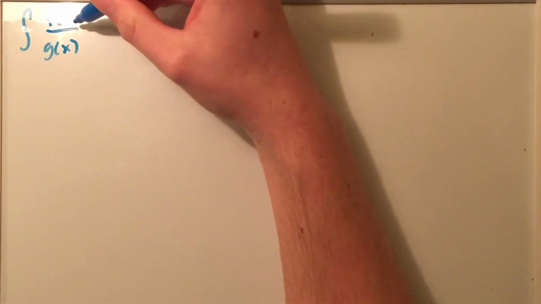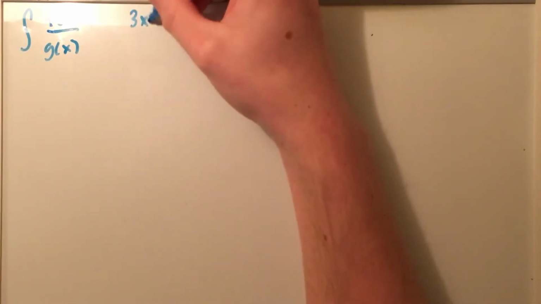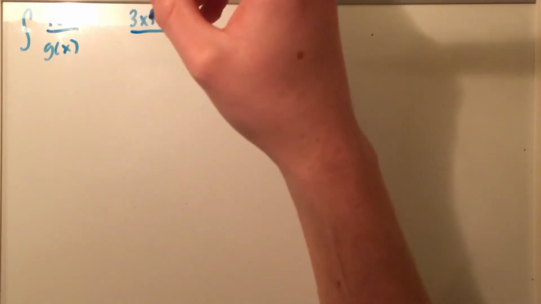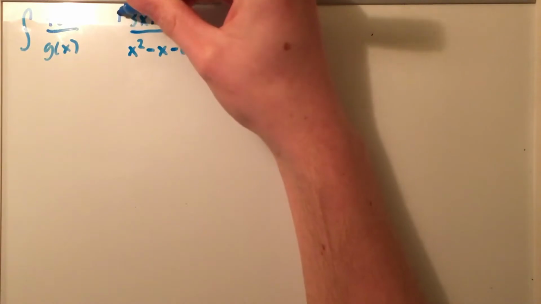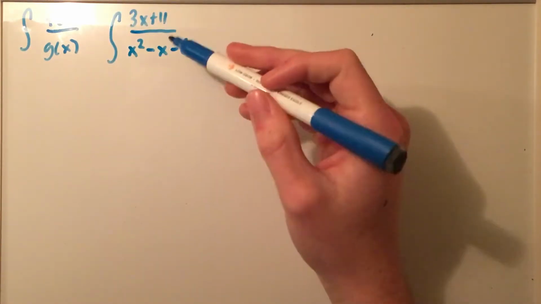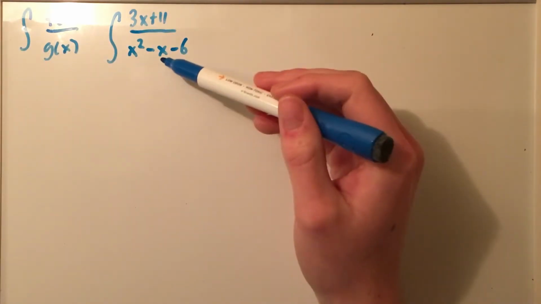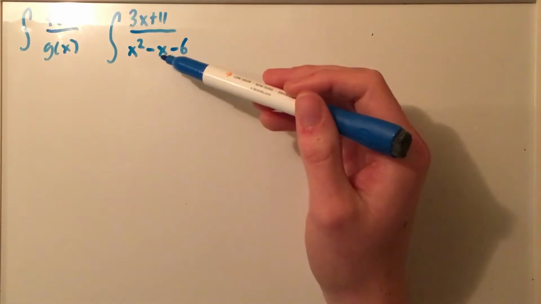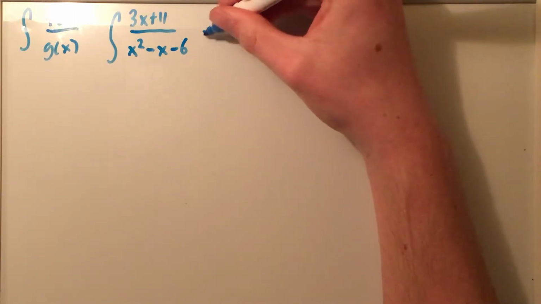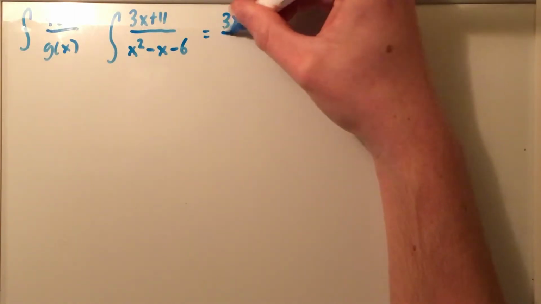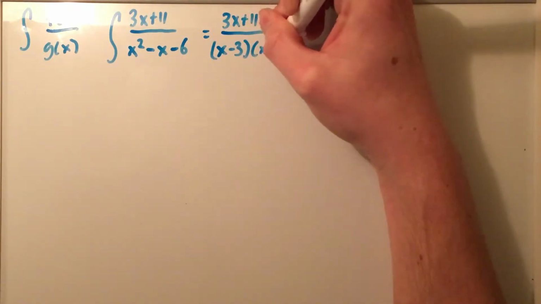Let's say f of x is 3x plus 11, and the denominator is x squared minus x minus 6, and the integral. What you're going to do is break this up and factor this denominator. That's really key: if the denominator can be factored, then you can definitely do this method. So right here we factor out the denominator and get 3x plus 11 over x minus 3 times x plus 2.